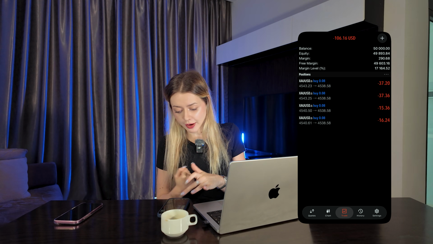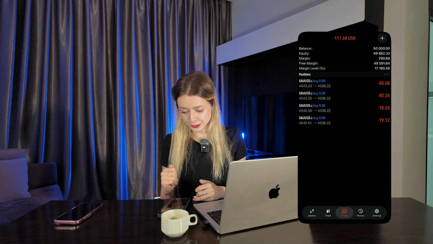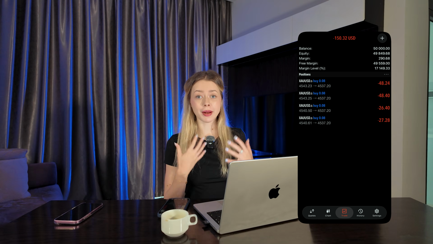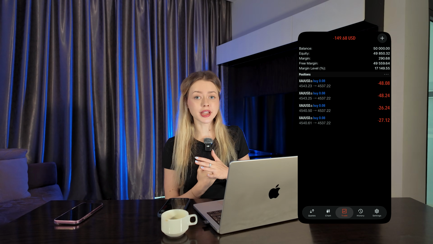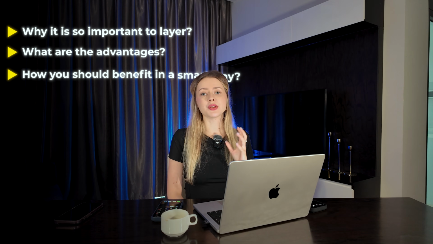This is how it's looking on TradingView. I'm currently $100 in drawdown. I still didn't hit my stop loss. However, I'm happy that I can show you exactly how to take those kinds of trades, why it's so important to layer, what the advantages are, and how you should benefit from it in a smart way. We've been using this method for years. It works wonders for us, and I'm pretty sure that after seeing this video you know exactly why, and I hope that you're going to implement it.